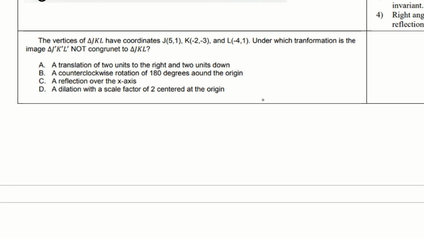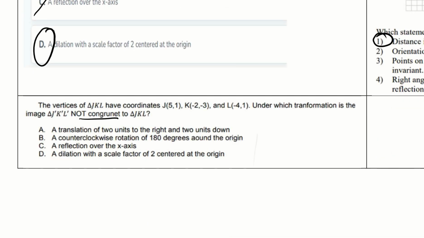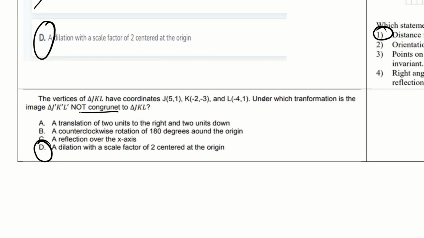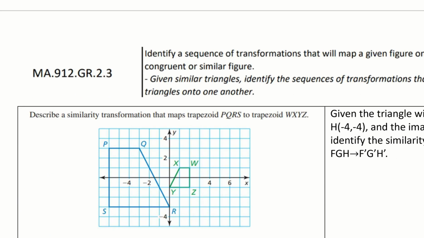All right, so for number 3, under which transformation is the triangle not congruent? This is similar to the one that we did in number 1. In fact, it might be the same type of problem. Yeah, so it's going to be the same. It might be a copy. So the answer is D.